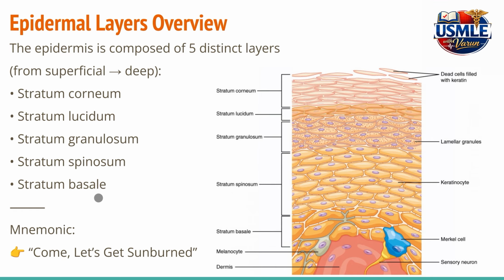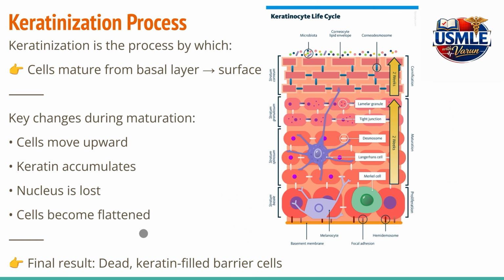Now let's try to understand what each layer is doing and understand their role, not just memorizing names. So before we go layer by layer, let's try to understand the overall process, like how it happens. So these are the layers: stratum corneum, stratum lucidum, stratum granulosum, stratum spinosum, and stratum basale. And we can remember those layers using the mnemonic. Come, let's get sunburned.